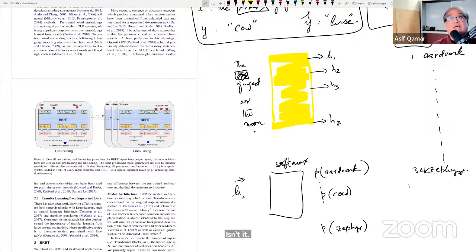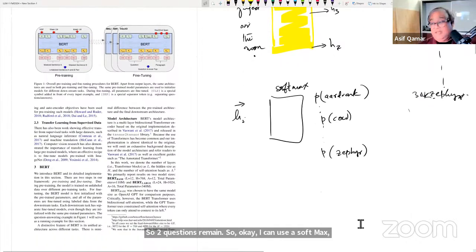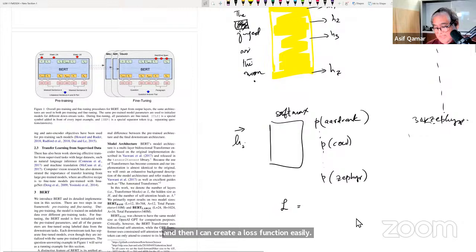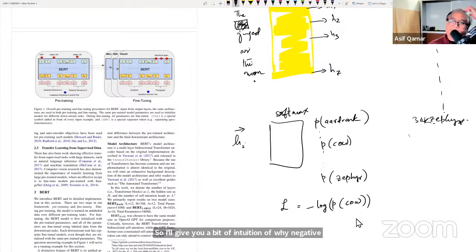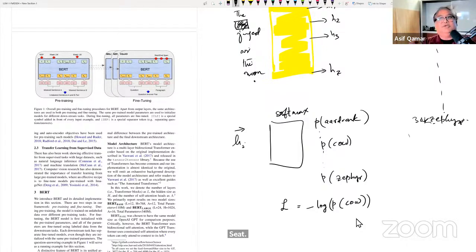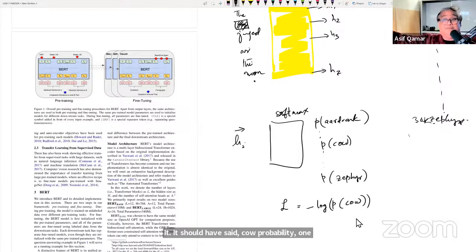So the two questions remain. Okay, I can use a softmax and then I can create a loss function easily. And this is the loss function. If I know that the answer is cow, yi is cow, then all I need to do is take the probability of cow produced by this machine. It is called negative log loss. So I'll give you a bit of intuition of why negative log loss. See, a good machine should have guessed the word cow. It should have said cow, cow, cow, probability 1. Calculator, probability 0.